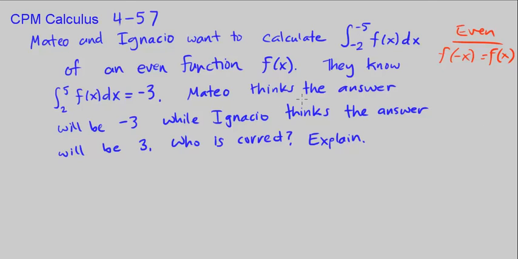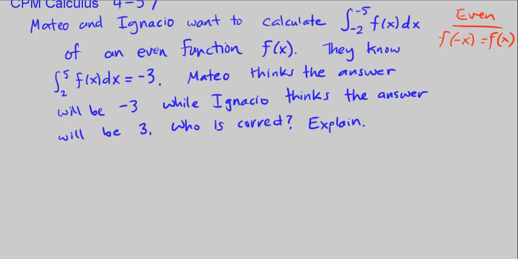So Matteo thinks that the answer from the integral from -2 to -5 is -3, while Ignacio thinks that the answer is +3. Who's correct? And let's explain why.